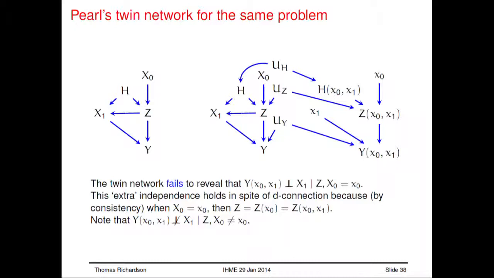Because, for example, if x0 is equal to the same value as x0 over here, then this variable is equal to the same value as this variable over here. And so what goes wrong is that when x0 equals little x0, then z takes the same value as this, which means that when I condition on x0 being equal to little x0 and z, that's equivalent to conditioning on this guy, which then blocks that pathway. So the problem is that there are extra relationships between the variables in the graph that are not explicitly captured in the graphical framework.